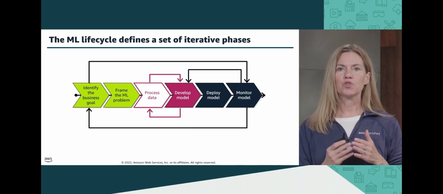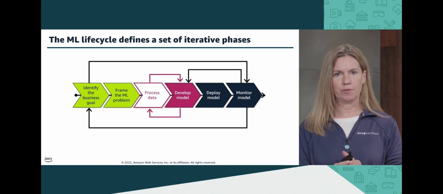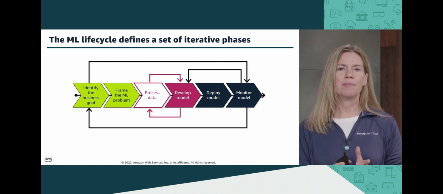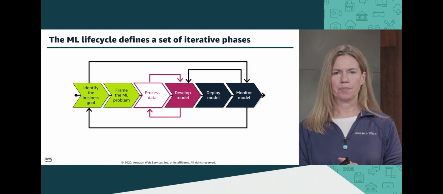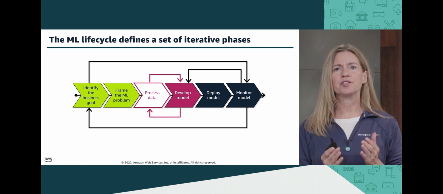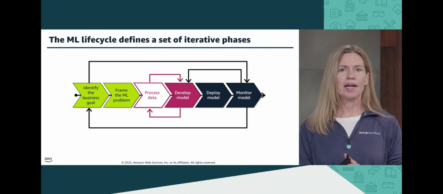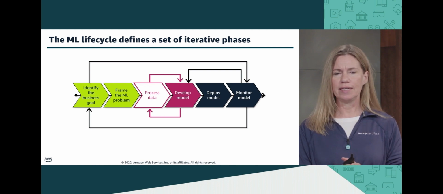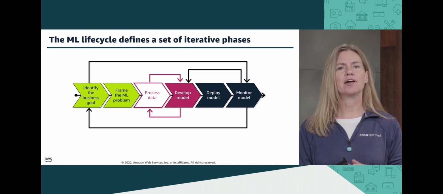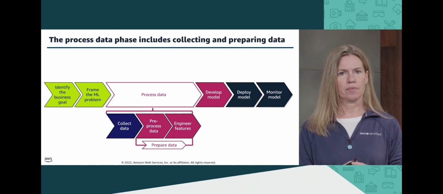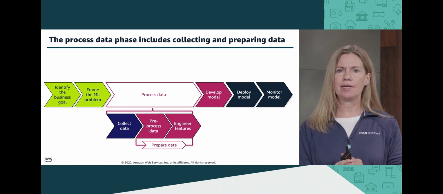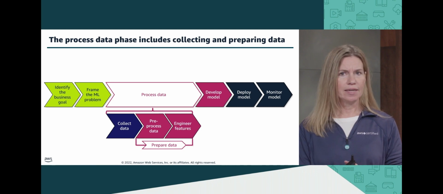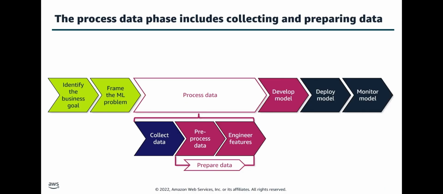Note how the business goal drives the process and directly influences the metrics that you should choose to measure and monitor in the deployed model. The results then feed back in to determine whether the business goal is being met, and also feed back into model development. Checking that the model is serving the business need and making high-quality predictions is an ongoing process. The process data phase can be segmented into two steps: collect data and prepare data. The prepare data step is split into two closely related tasks: pre-processing and feature engineering.